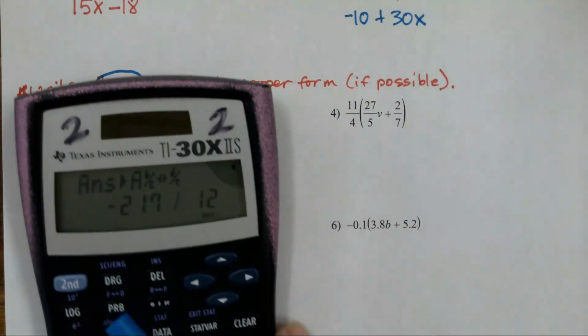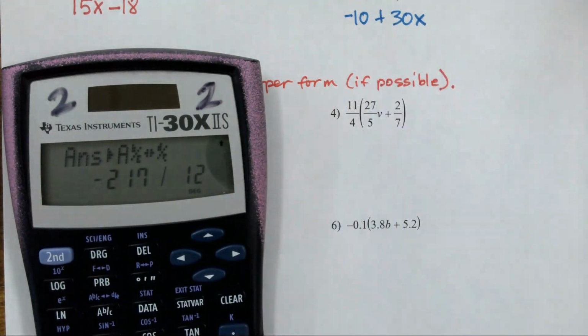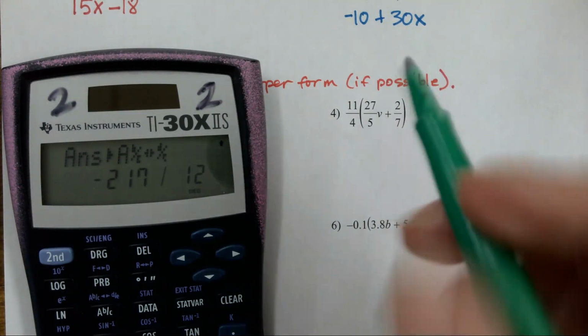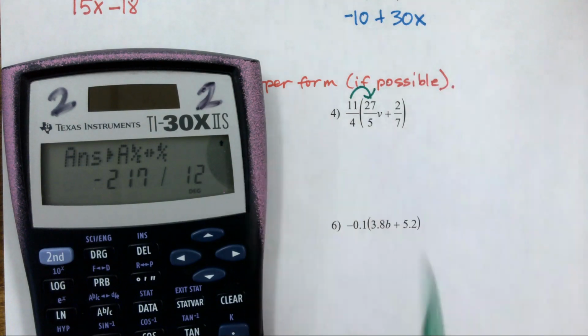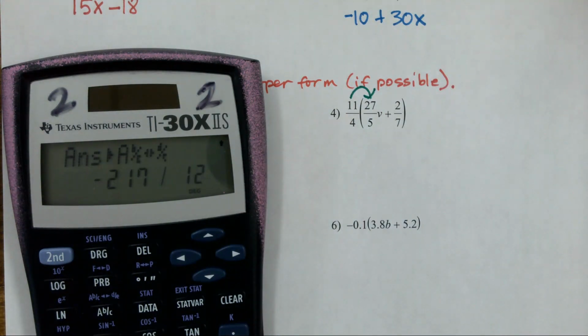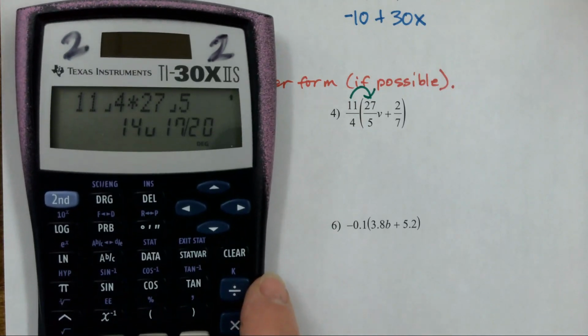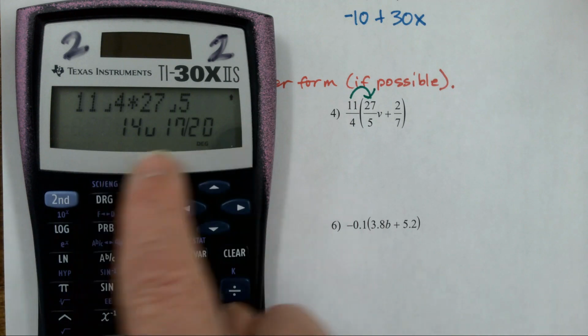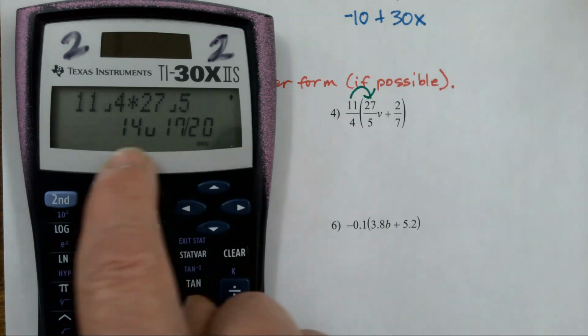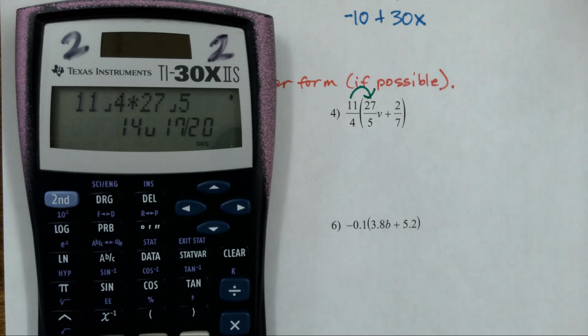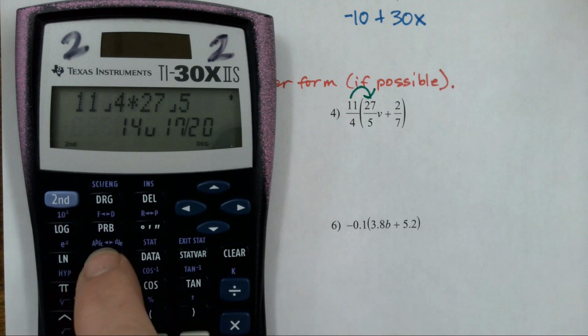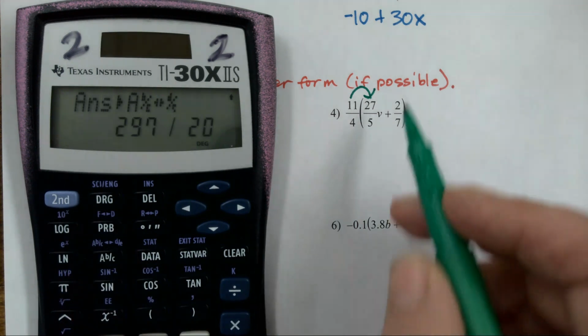All right, up next, let's do this one. I'm going to change the color. So 11 fraction 4 times 27 fraction 5. Get your fraction answer in mixed form. Unless you're Mikhail, and Mikhail, yours shows up the right answer right away, doesn't it? On your calculator, if I remember correctly. Then we go second fraction. I got 297 twentieths.